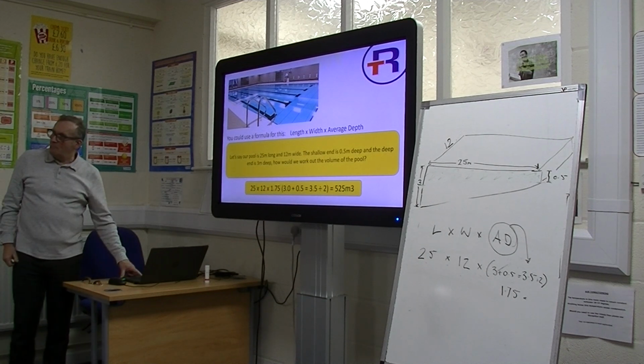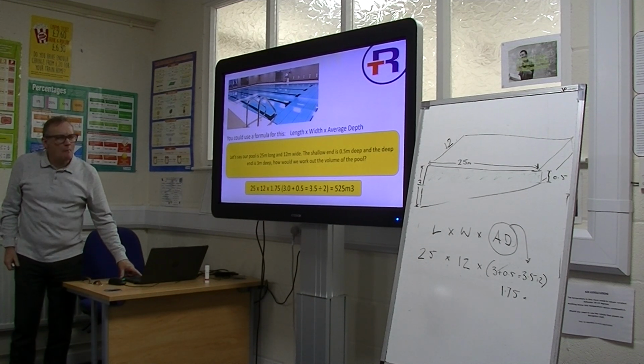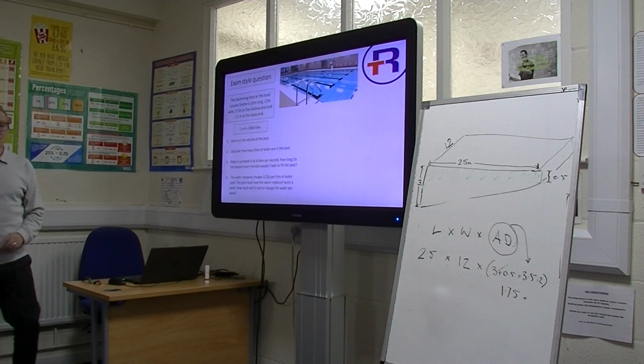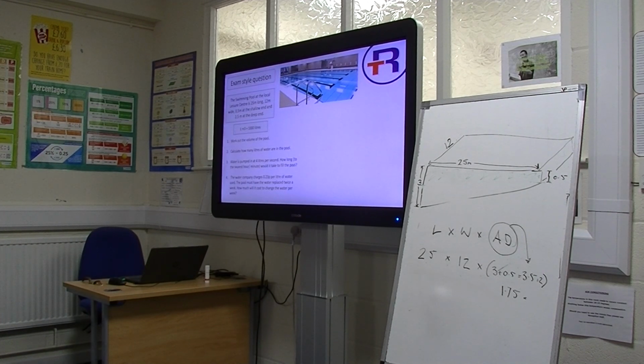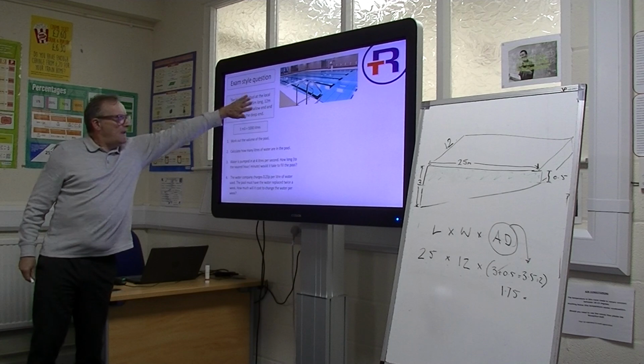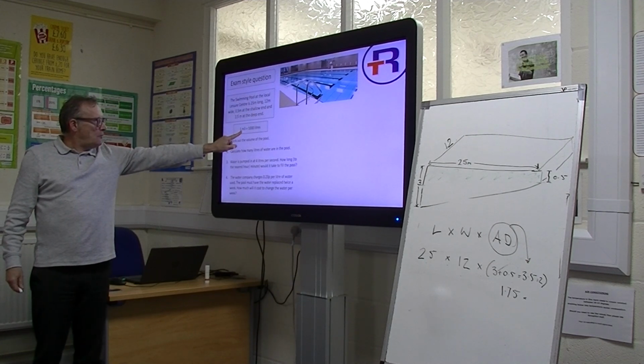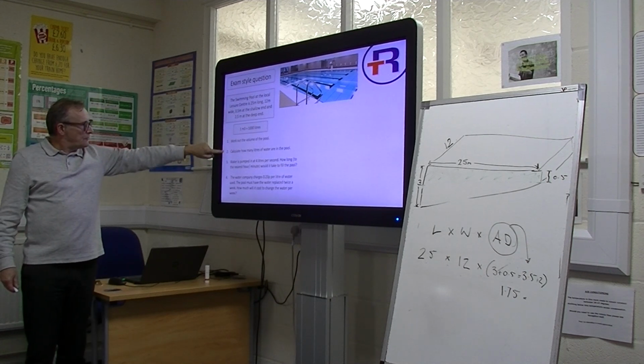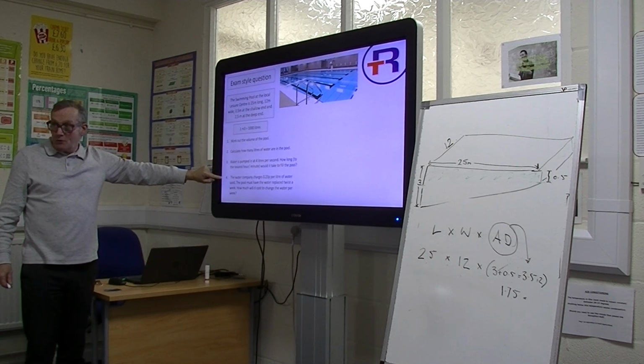So, bearing in mind what we've just learned, how would we put this into an exam style question? Well, they give you something that looks a bit like this. The swimming pool at the local leisure centre is 25 metres long, 12 metres wide, 0.5 at the shallow end, 2.5 at the deep end. Information about the pool: a cubic metre is equal to 1,000 litres of water. There are 4 parts to this question.